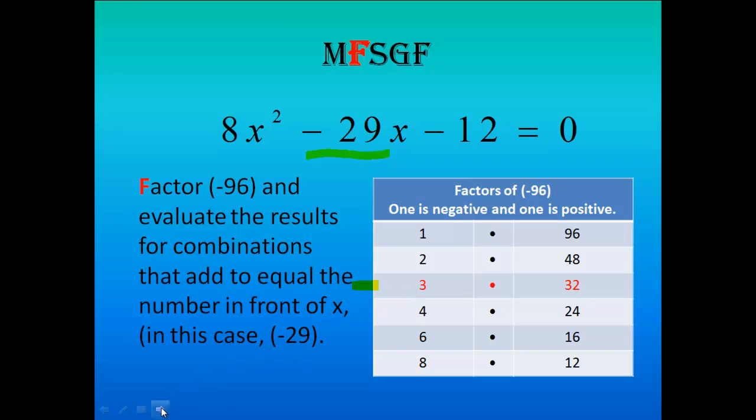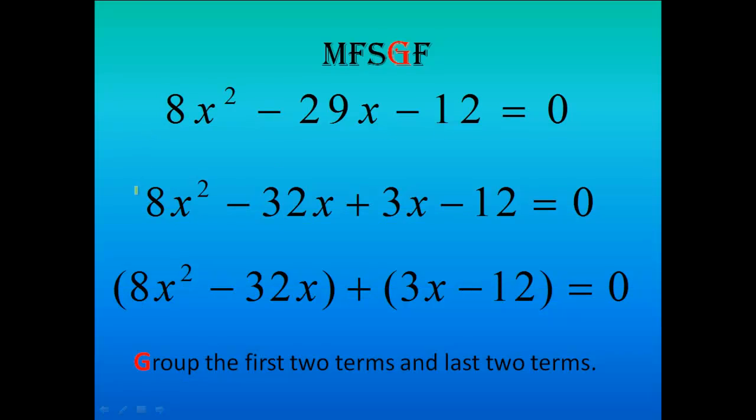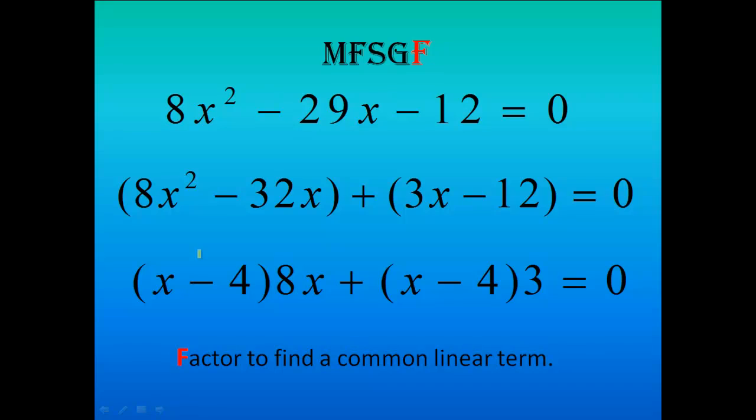So I'm going to take those two terms and substitute them for the negative 29x. Substituted negative 32x plus 3x. Again, you could do these in reverse order, going to yield the same solution. So I've substituted. Next I will group. I'm going to group the first two terms and group the second two terms. Here I've done those with parentheses. And our next step is to factor each of those particular groupings.